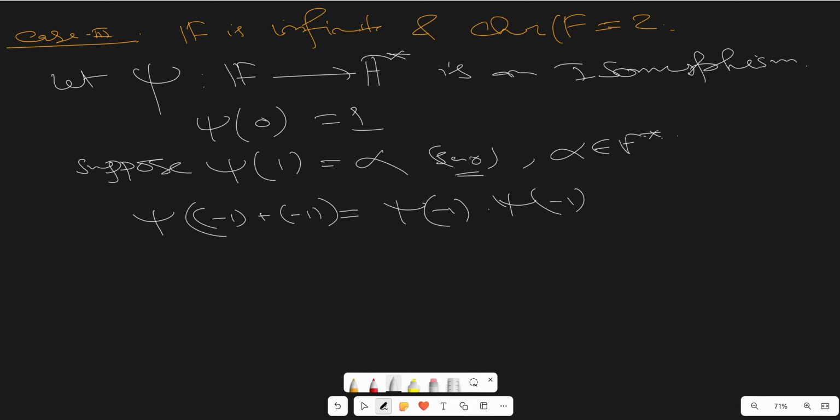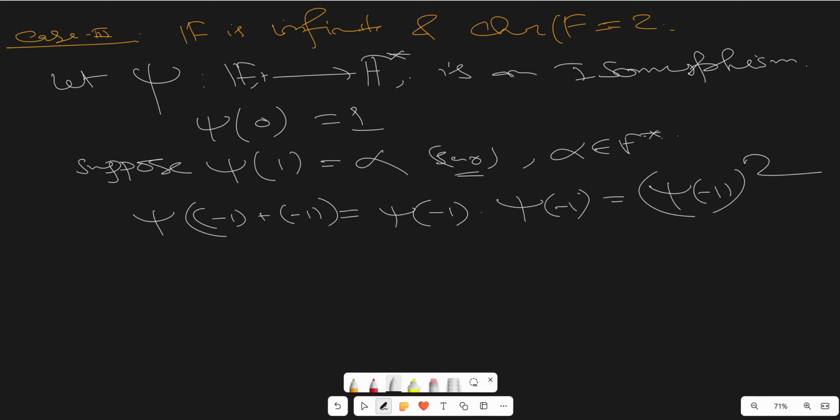Let me write clearly. Here the operation is plus, and here the operation is dot. So what is that? Psi of -1 times psi of -1 is actually psi of -1 squared. Are you getting my point? That means, what is 1 and what is -1 here? Can you predict?